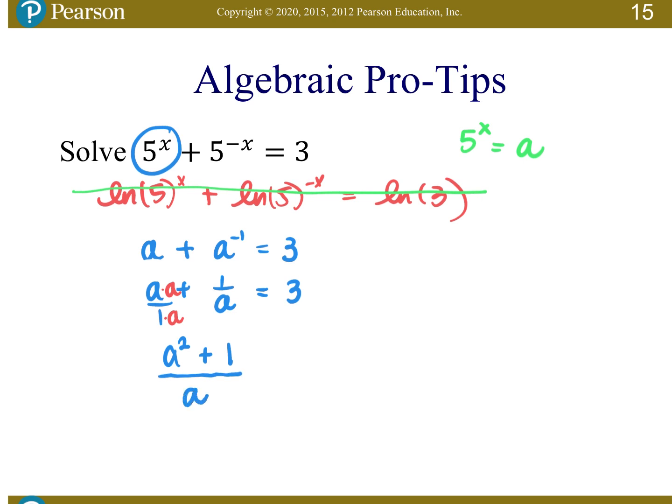So I have common denominator. On the other side, I have a 3, but what's its denominator? This is the third time you've seen that today. It's amazing how, as soon as you put 3 over 1, your brain hopefully goes, oh, cross multiply. And so I am going to cross multiply. So I'm going to get a squared plus 1 equals 3a.